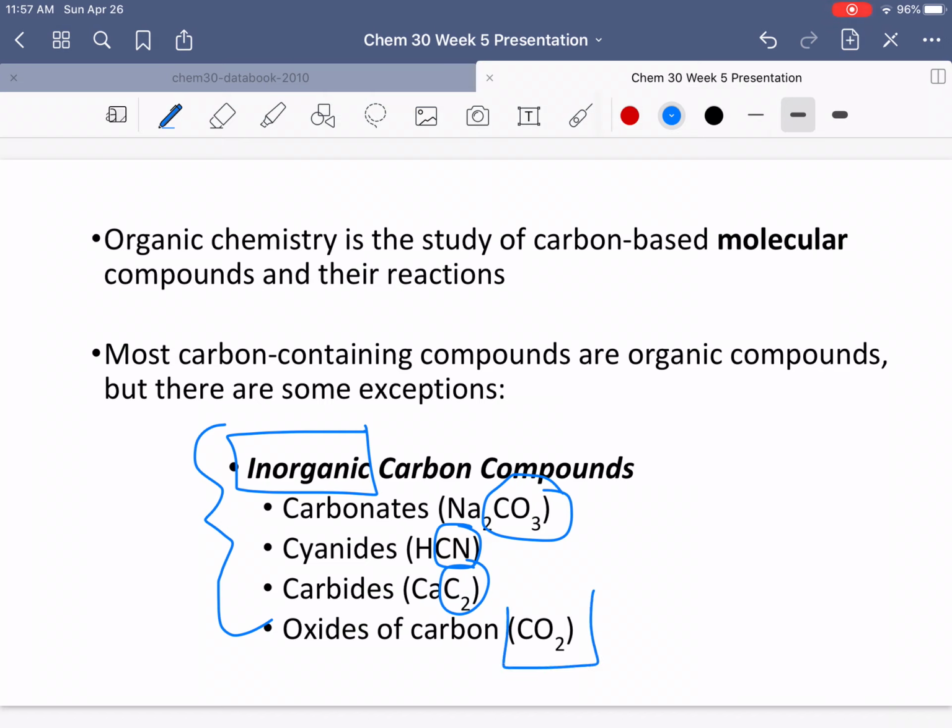One other exception is oxides of carbon. For example, carbon dioxide and carbon monoxide are both not in the branch of organic chemistry and the actual study of organic chemistry. We are focused with organic chemistry on molecular compounds. This is key, where you're dealing with that full sharing of electrons, and carbon attached to carbon and attached to hydrogen, for example.